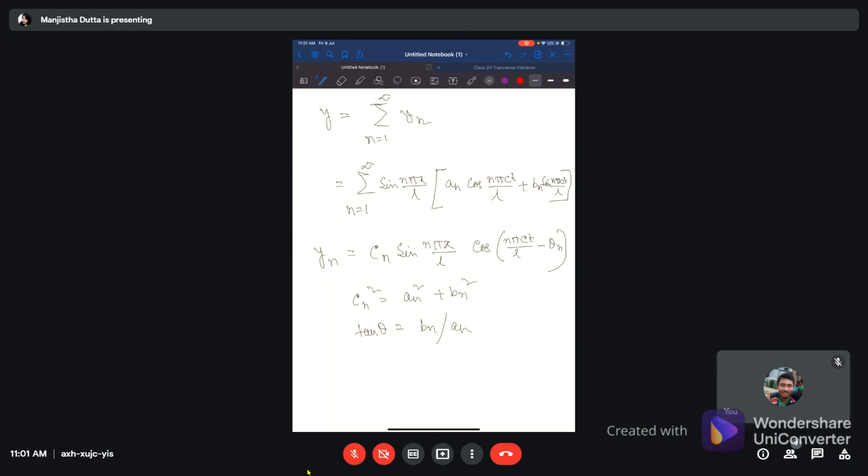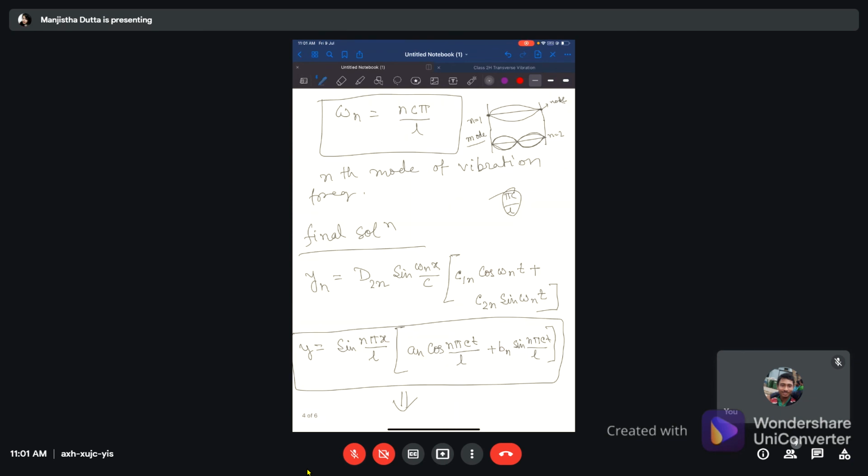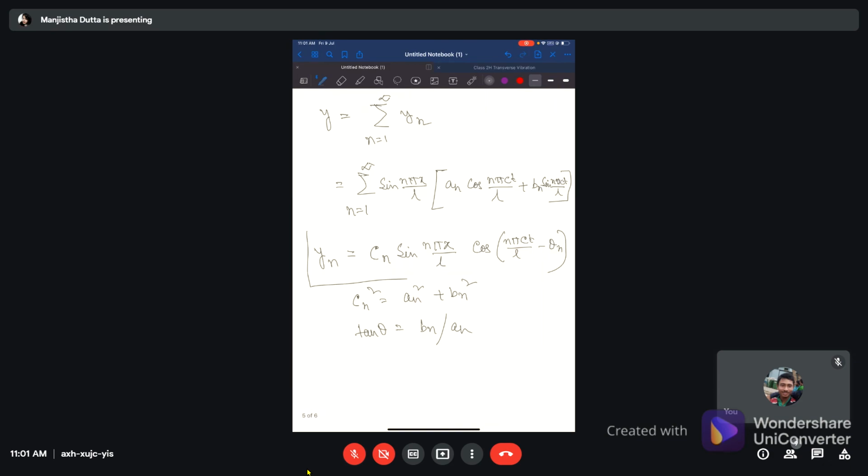So just what we have done: here in the place of An, we have taken this Cn cos theta and Bn Cn sin theta. So we have replaced this, applied this trigonometric formula, and we get this. Okay, so this is the form.